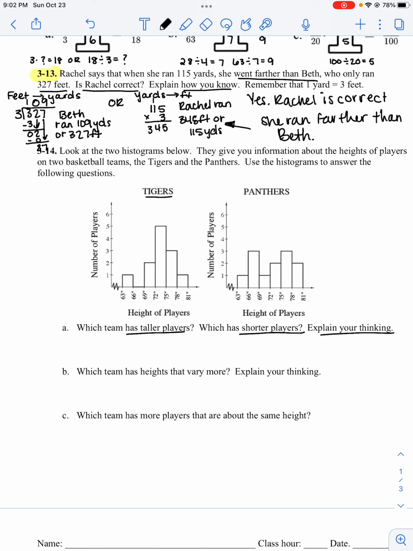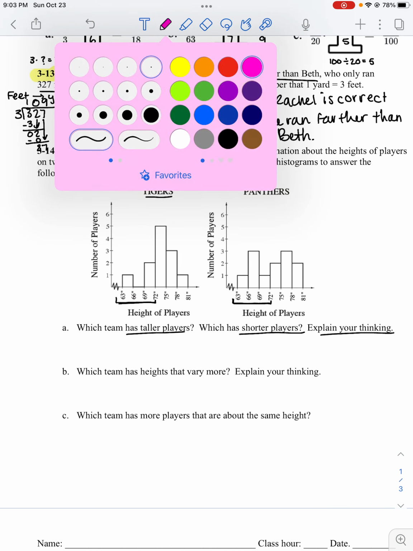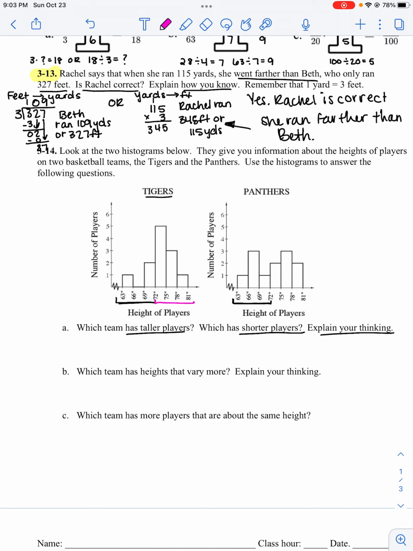So I'm going to look at the top half of my data and the bottom half of my data. And you'll notice with the tigers, I have a missing bar here. It's not really missing. There's just nobody in between 66 to 68 inches. So I'm going to separate my data into halves. We have the shorter half, and then we have the taller half.